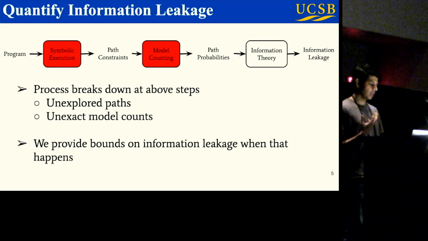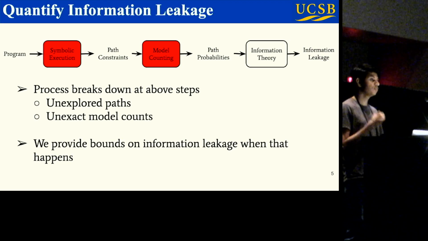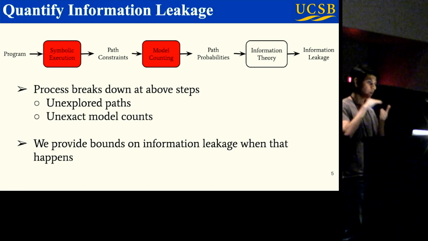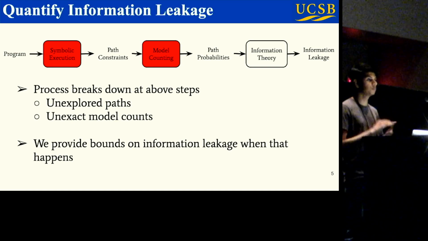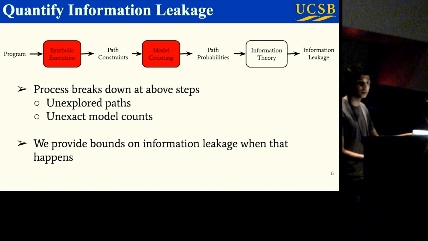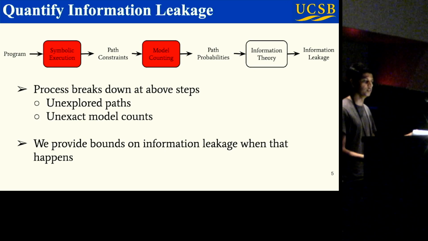What our tool allows you to do is to give bounds on information leakage when these two steps are inexact. If you come away remembering nothing else from this talk, remember this, that when these two steps fail, we're still able to provide bounds on information leakage. Before we see how these steps fail and how we can remedy that, let's take a look at an example and how it's supposed to function ideally.